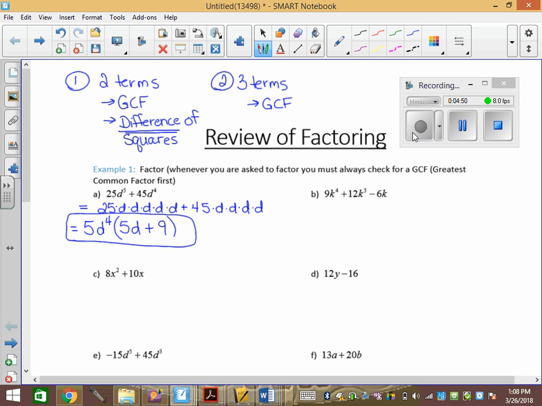B. What could I do? Take out what out of 9, 12, and 6? What's the biggest thing I could divide them all by? 3. And then a k to the 4, a k to the 3, and a k. So the first one has 4 k's, the second one has 3 k's, the last one is 1 k. What's the biggest amount of k's that I can take out of all of them? 1.